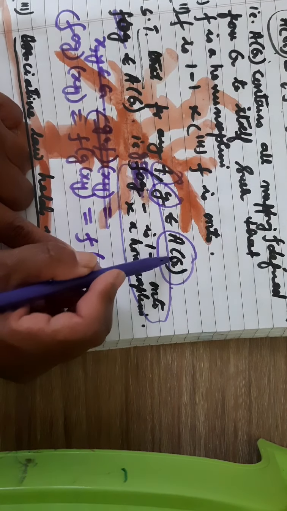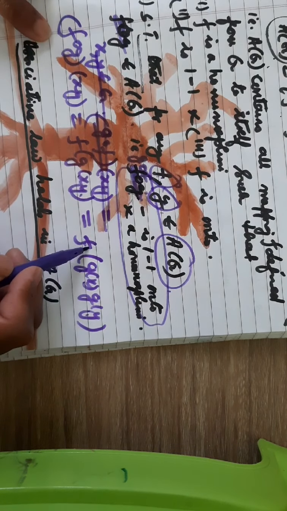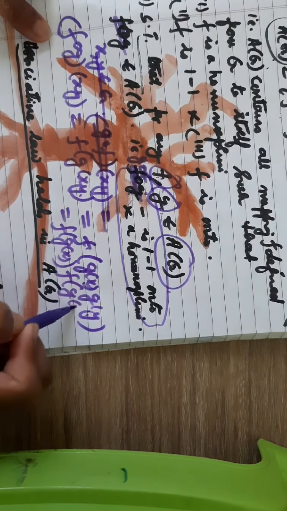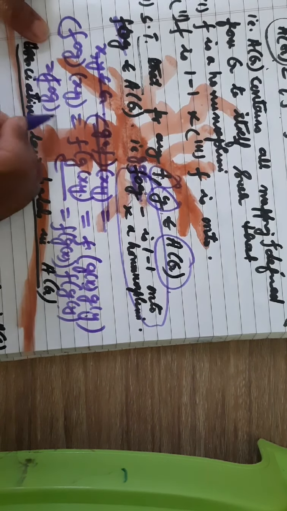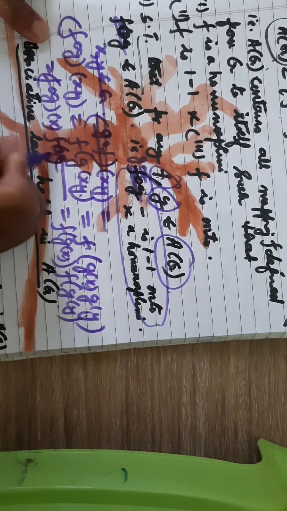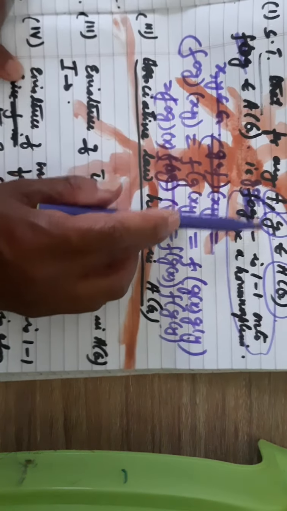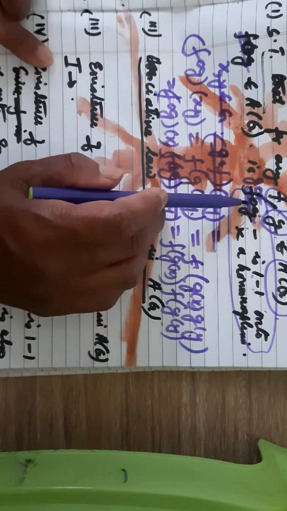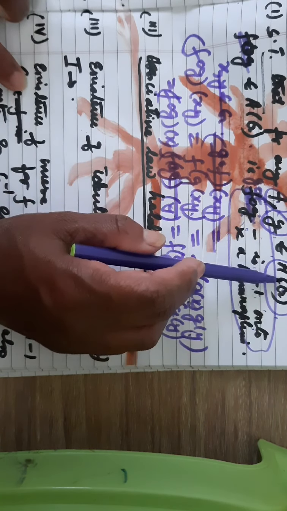Why is this possible? Because g belongs to A(G), so g is a homomorphism. So g(xy) is the same as g(x)g(y). And again, f is a homomorphism, as it belongs to A(G), so it will be the same as f of g(x) into f of g(y), which is the same thing as f composite g of x and f composite g of y. So this means that f composite g is a homomorphism. Therefore, for any f and g belonging to A(G), f composite g is also 1-1 and onto, and a homomorphism, so it belongs to A(G).